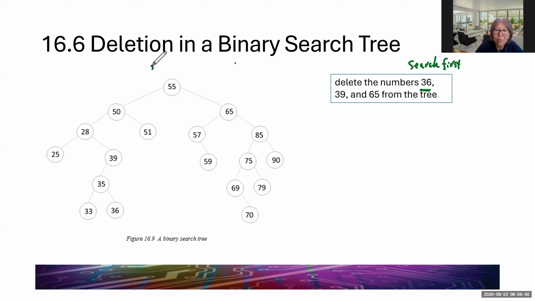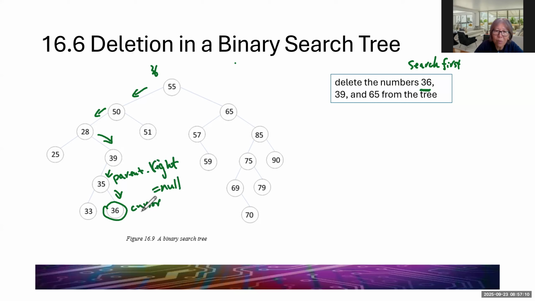36 is less than 55, go to left. Compare with 50, less than. Compare with 28, greater than. Compare with 39, less than. Compare with 35, greater than. Then we find it. So this is the parent, and this is the cursor. Then you set the parent's right, basically.